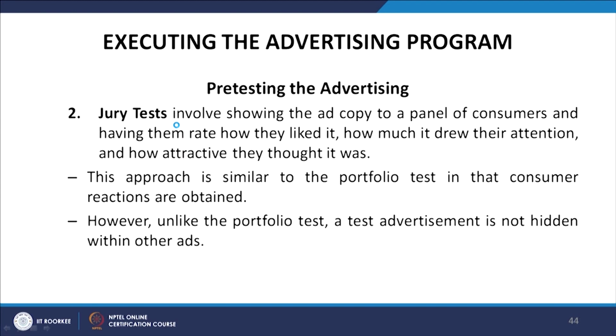Then comes another test called the jury test. It involves showing the ad copy to a panel of consumers and having them rate how they liked it, how much it drew their attention, and how attractive they thought it was. This approach is similar to the portfolio test in that consumers' reactions are obtained. However, unlike the portfolio test, a test advertisement is not hidden within other ads. So, here the advantage is that it is not hidden with other ads, while in the portfolio test, the ad is hidden alongside other ads. The third type of test is the theater test.